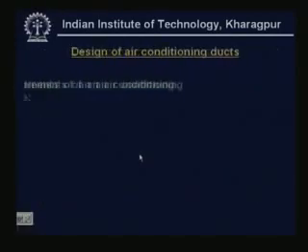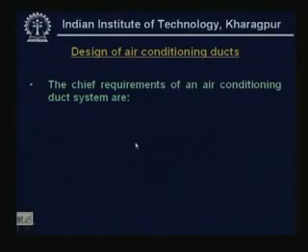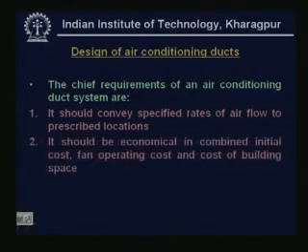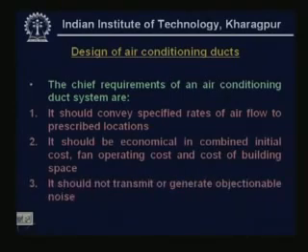Now let us quickly look at the design of air conditioning ducts and what the chief requirements of an air conditioning duct system are. The first important requirement is that the air should be conveyed to the required locations at specified rates. The second requirement is that it should be economical in combined initial cost, fan operating cost and cost of building space. The third requirement is that it should not transmit or generate objectionable noise, so you have to design it so that there is no noise generation.